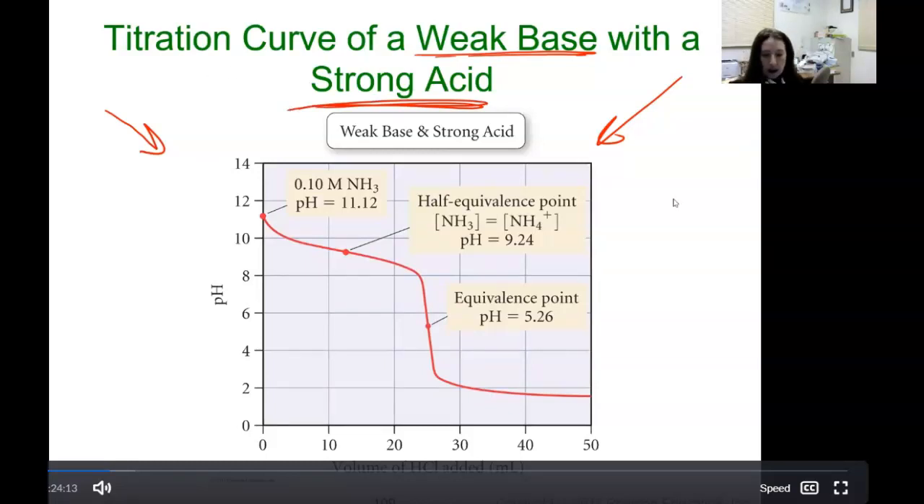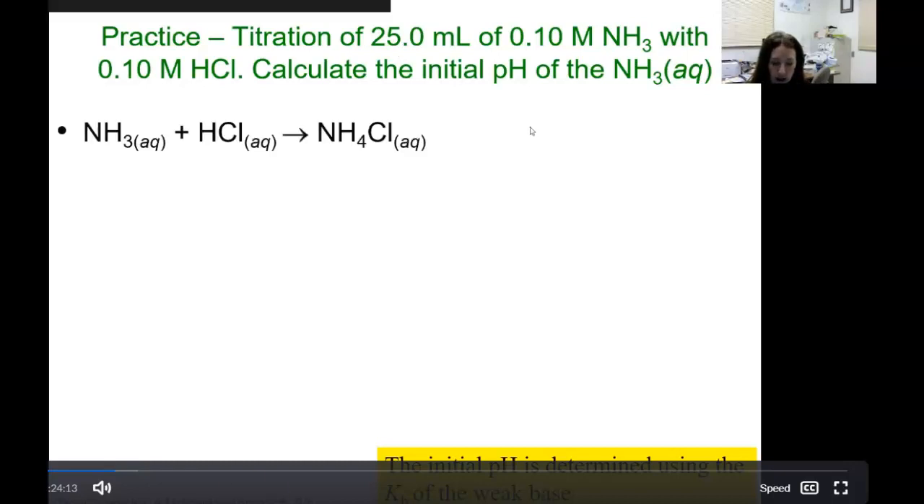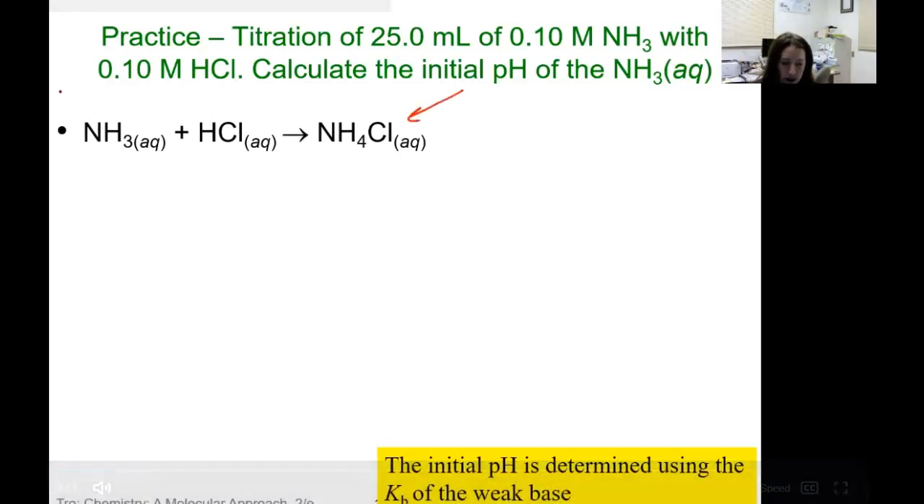Now, when we have a weak base with a strong acid, I'll just read this. We have 25 milliliters of 0.1 molar ammonia with 0.1 molar HCl. That means we're starting with our ammonia and we're adding our strong acid. So our initial pH is going to be determined by using the Kb of the weak base. So our overall reaction is this. That's what we're doing.